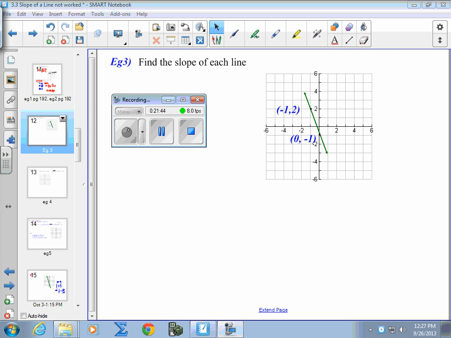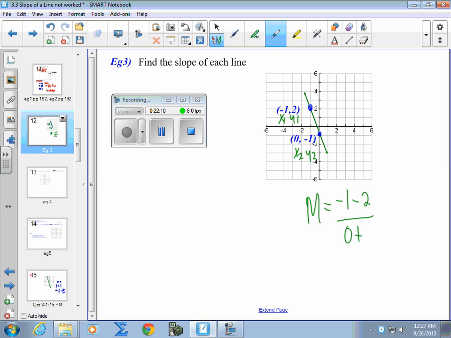All right, some of the homework exercises tonight give you a graph and ask you to find the slope. So basically, you have to find the points on the graph, and then plug them into the formula. Here we have x sub 1, y sub 1, x sub 2, y sub 2. Once again, it doesn't matter which one you start with, as long as you're consistent. So we have -1 minus 2 over 0 minus negative 1. So I have -3 over 1, so it has a slope of -3.